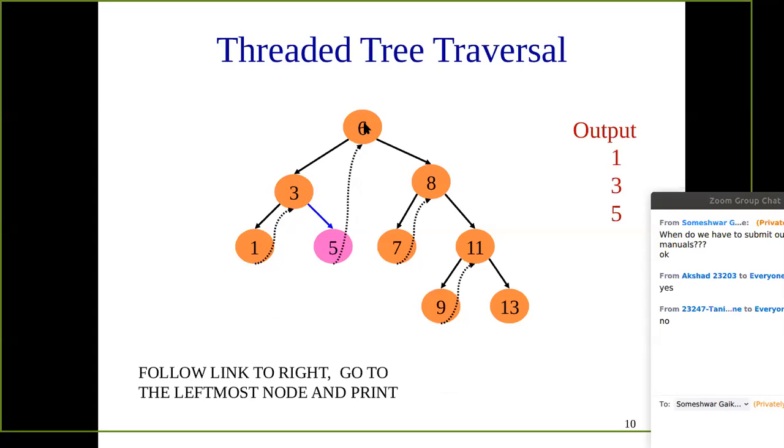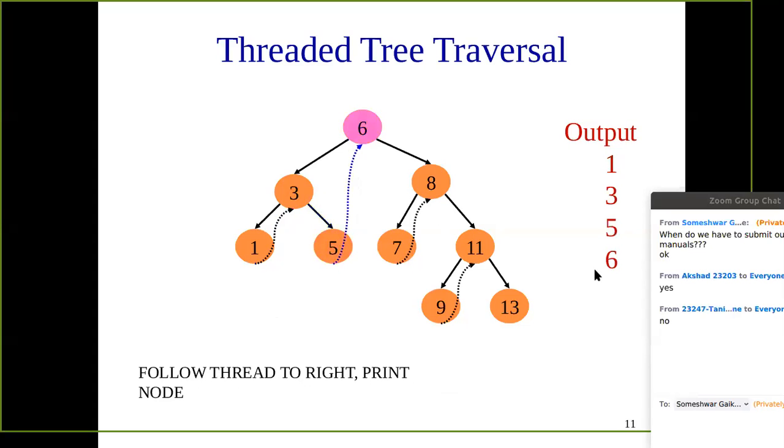So once we are at this node, we are printing this node. So we'll print 6. Then go towards the right side. Okay. And once we are at the right side, we are moving towards the leftmost node. So we'll follow this leftmost node till the left thread is not 1.